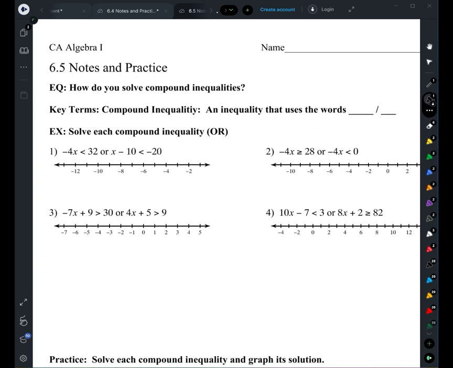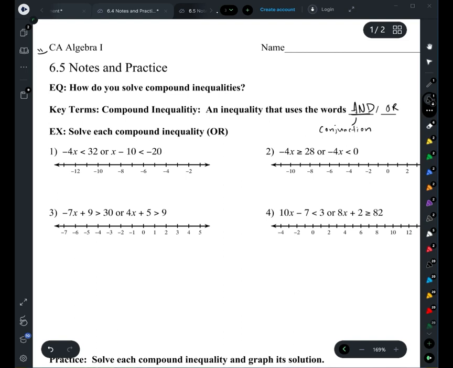And welcome everybody to lesson 6.5, this time around compound inequalities. These are inequalities with the words "and" or "or". "And" is what we call a conjunction. Think combine, conjunction. And "or", its fancy word, is a disjunction. Okay, fancy words just to improve your vocabulary.